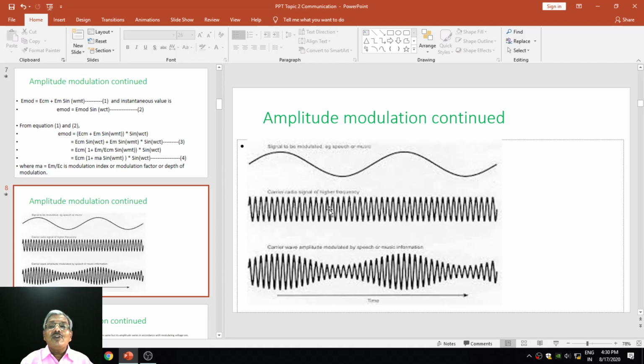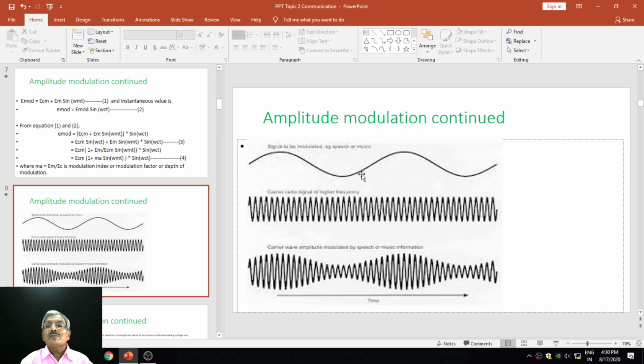If you look at the modulated wave, that is E mod, one can say that as the amplitude of the modulating signal increases, the amplitude of the carrier wave also increases up to here, where the amplitude is maximum. When the amplitude of the modulating signal decreases up to here, naturally the amplitude of the modulated signal also goes on decreasing.